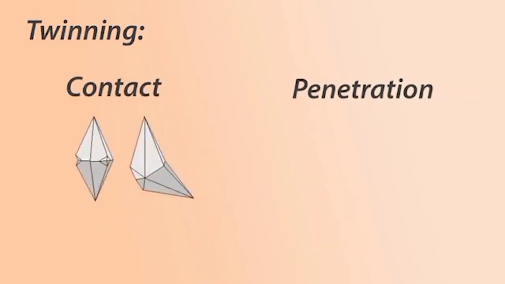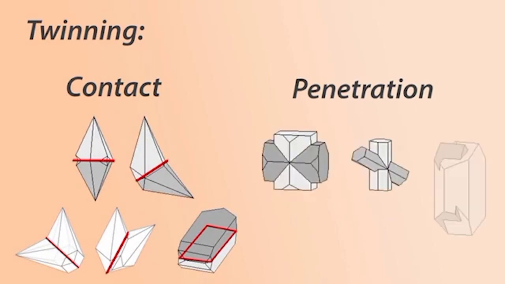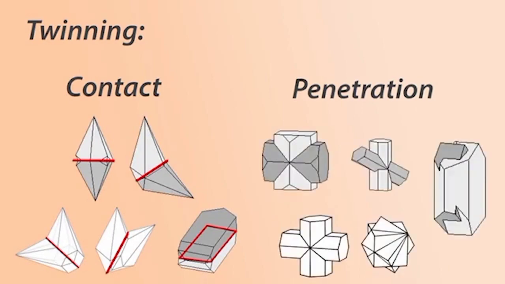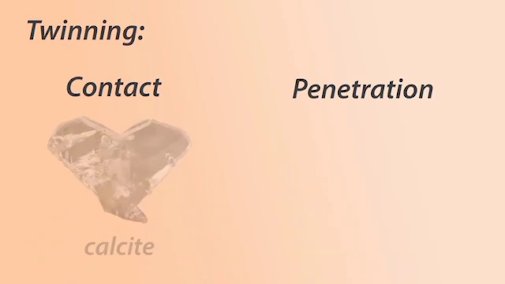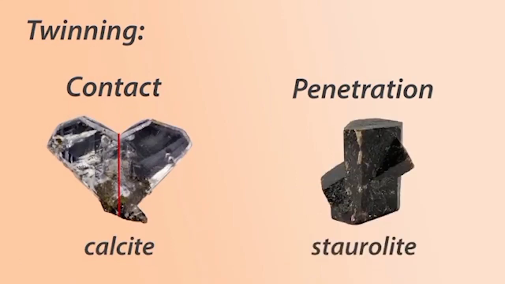There are two main types: contact and penetration. Contact twins involve the twinning crystals sharing only one plane between them. It looks like they're just touching each other. Penetration twins involve one of the crystals going through the other one. In other words, more than one plane is shared. Those are some ways minerals form and processes that go along with mineral formation.